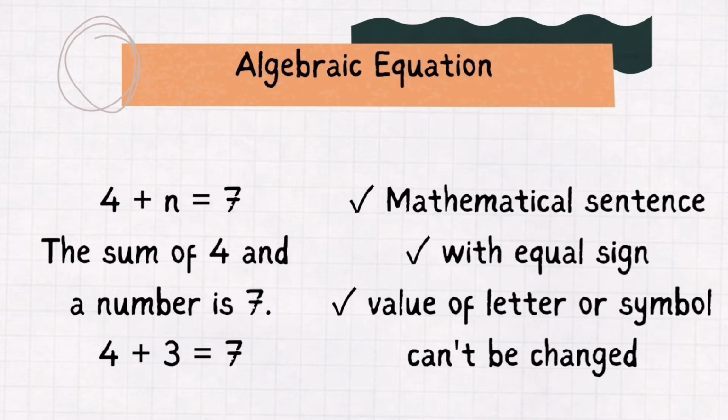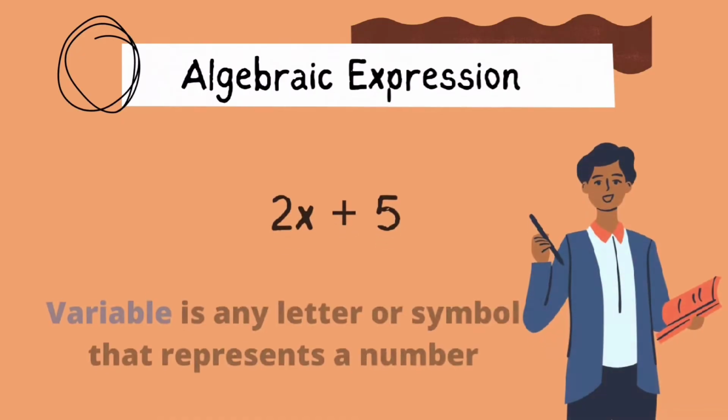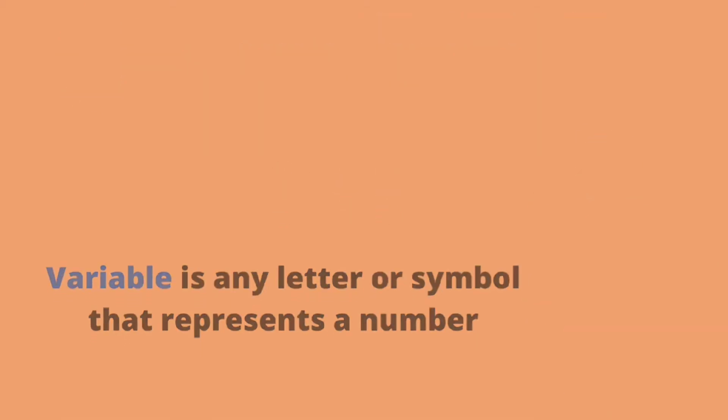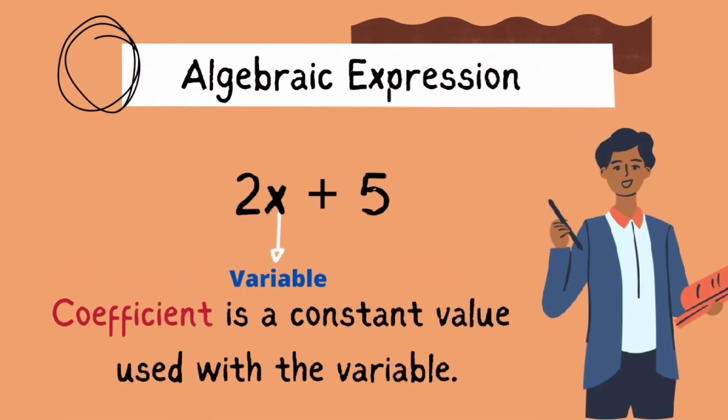Wonderful! Now that you know the differences, let's move on to the parts of an algebraic expression. The first one is the variable. The variable is any letter or symbol that represents a number. The next one is the coefficient. The coefficient is the constant value used with the variable. It is the factor or the number being multiplied to a variable. We can always find the coefficient before the variable.